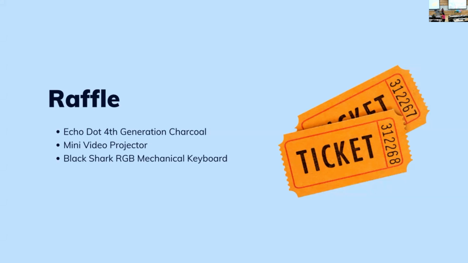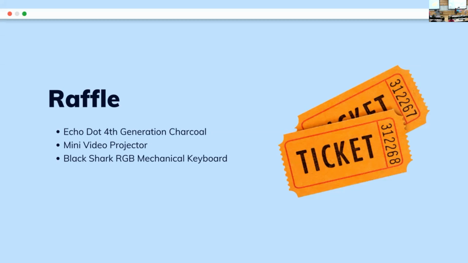All right, so we're going to start out small here. Our first raffle winner. So first we're going to do the raffle. For the raffle, it'll be based on the winners. The first winner of the raffle will be able to select from an Echo Dot 4th generation, a mini video projector, or a Black Shark RGB mechanical keyboard. So thanks y'all for participating in all the workshops and everything else, making this event a great one.